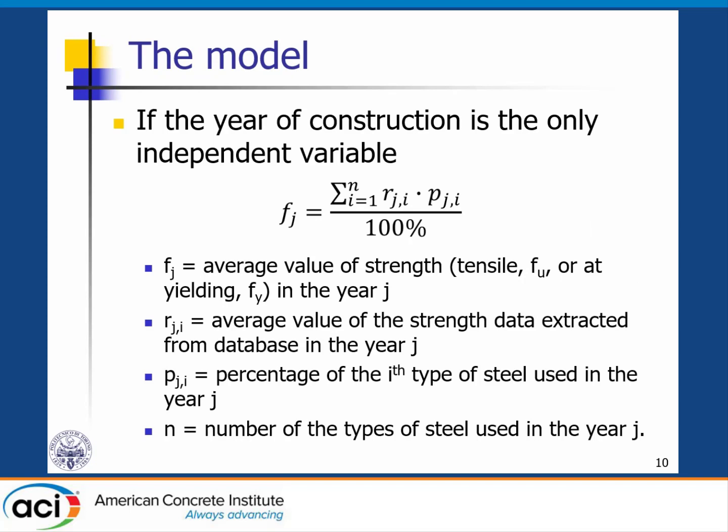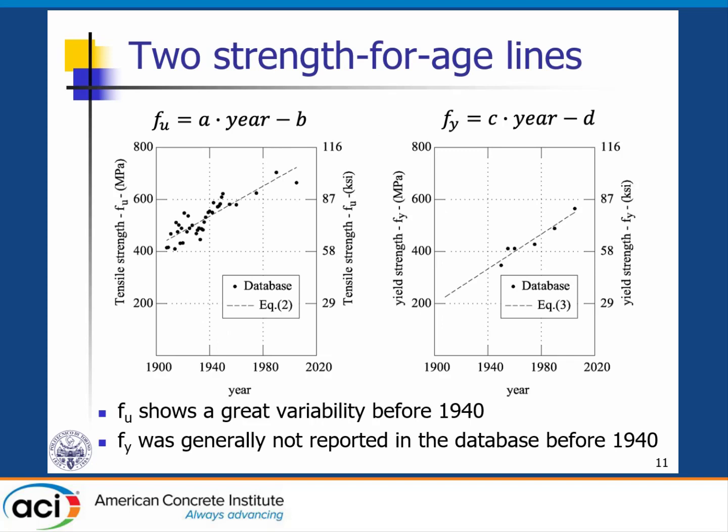So in order to create a simple model, of course, we introduced this relationship, and in particular, this relationship is based on the type of materials that we use in a specific year. So here we can consider both the tensile strength or the yield strength. And as you can see, we weighted the average value of these strengths according to the percentage of use of a particular steel in a specific year. So these are the results we obtained for the tensile strength and yield strength.